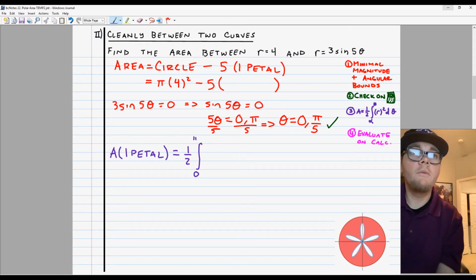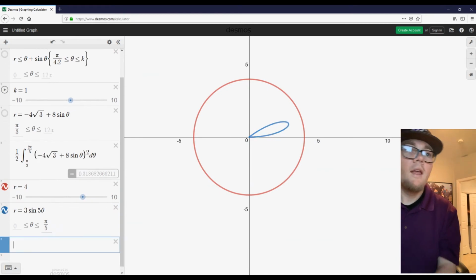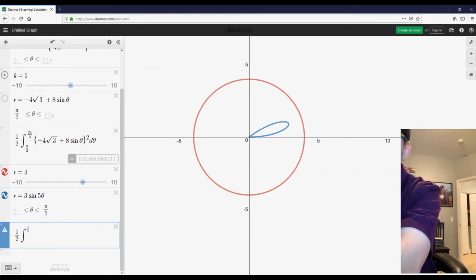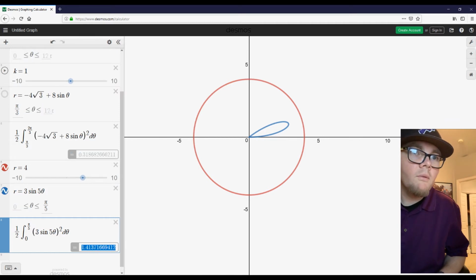Our integral is going to range from 0 to pi over 5. Our radius is going to be 3 sine of 5 theta squared, of course, because it's 1 half r squared d theta. And again, we can go to Desmos to calculate this value. I could just look at my paper, but this always just buys you a little bit of time. If we do half the integral from 0 to pi over 5 of 3 sine of 5 theta squared d theta, it tells us the area of a single slice is 1.41371669412. So there is the area of a single slice, or a single petal of the rose curve.